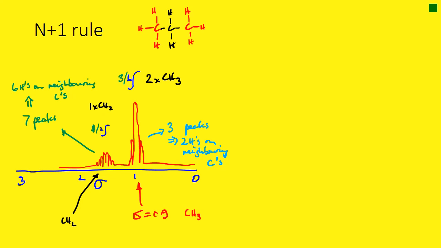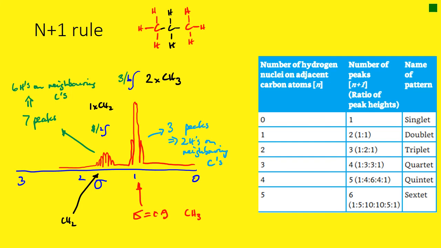And so that, I think, is all we need on the N+1 rule. What you will see in your textbooks is a similar table to this, which gives you the names of all of the patterns. You call a single peak a singlet, and if it's got 2 peaks, you call it a doublet, etc., right up to a sextet or a septet. In fact, the one that we had here would be off the bottom of this table. It's called a septet.